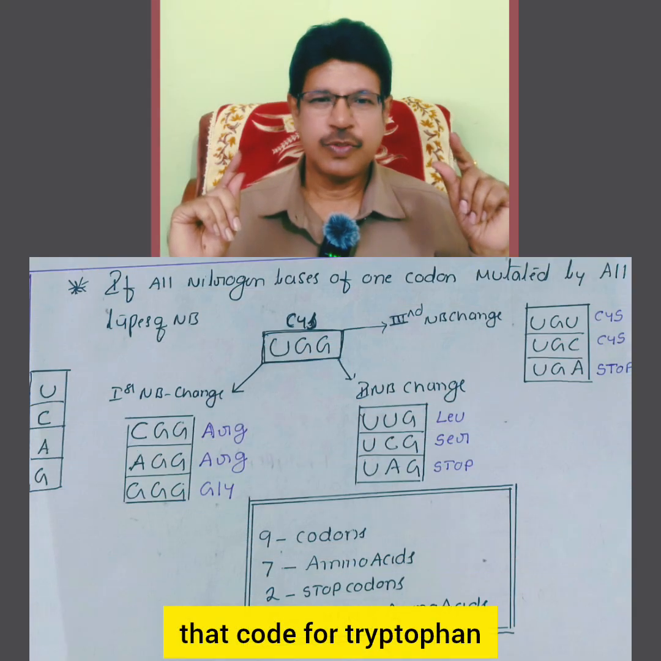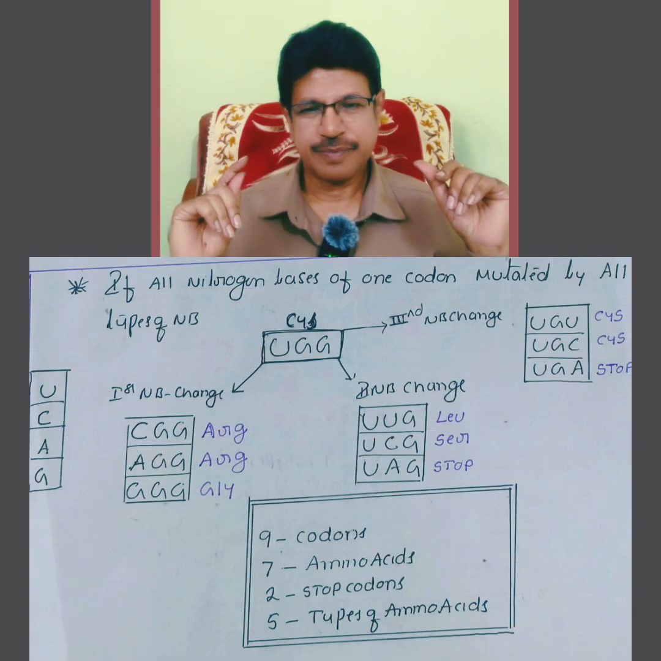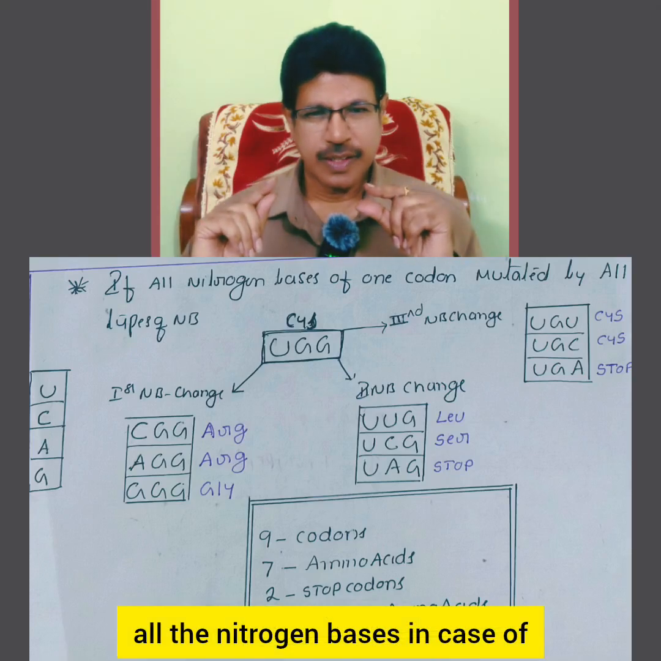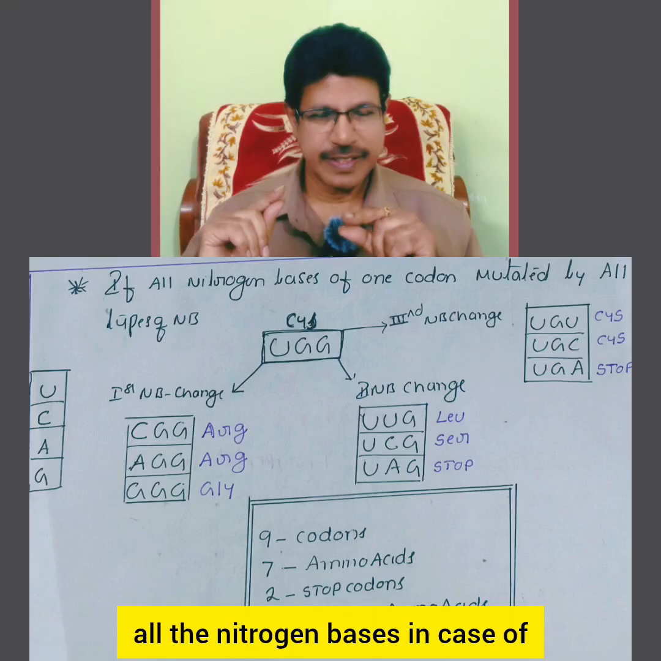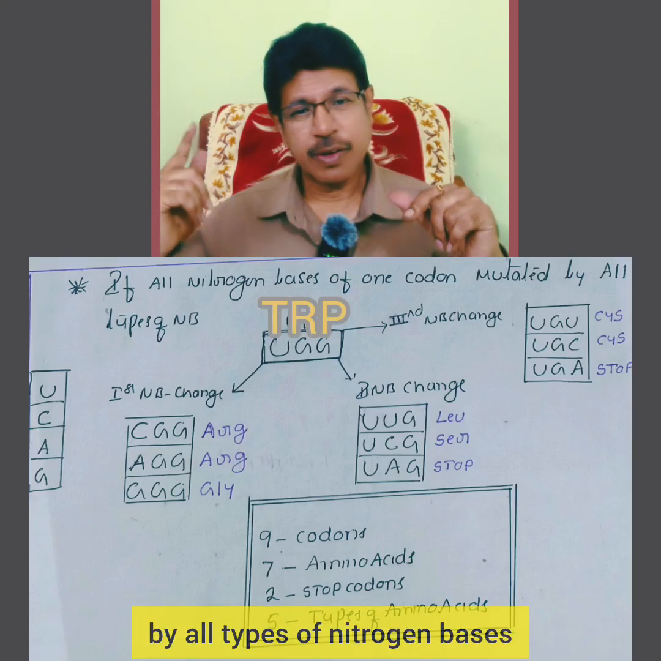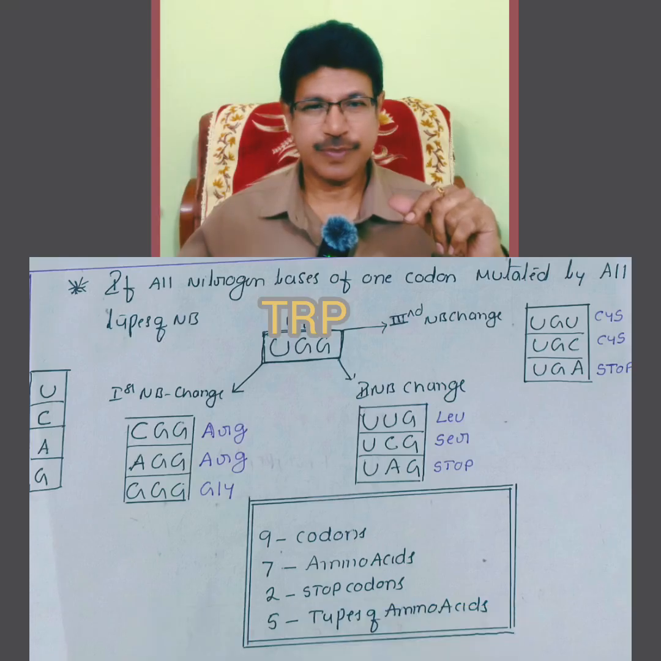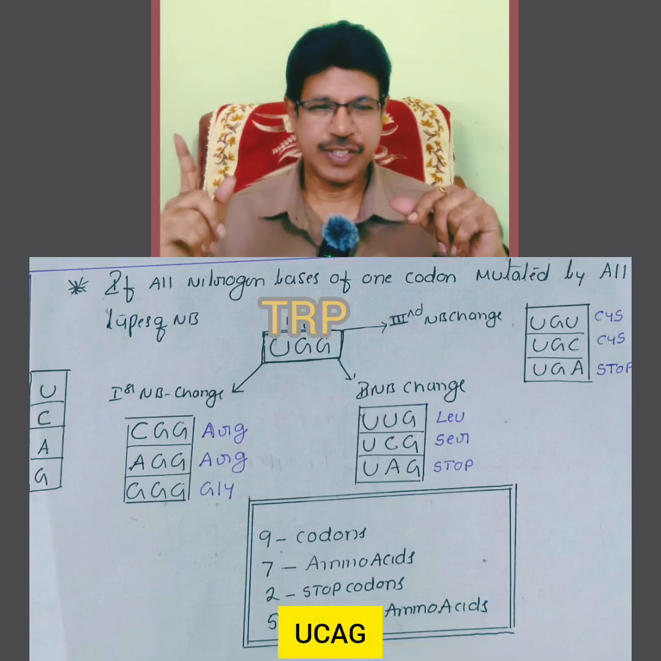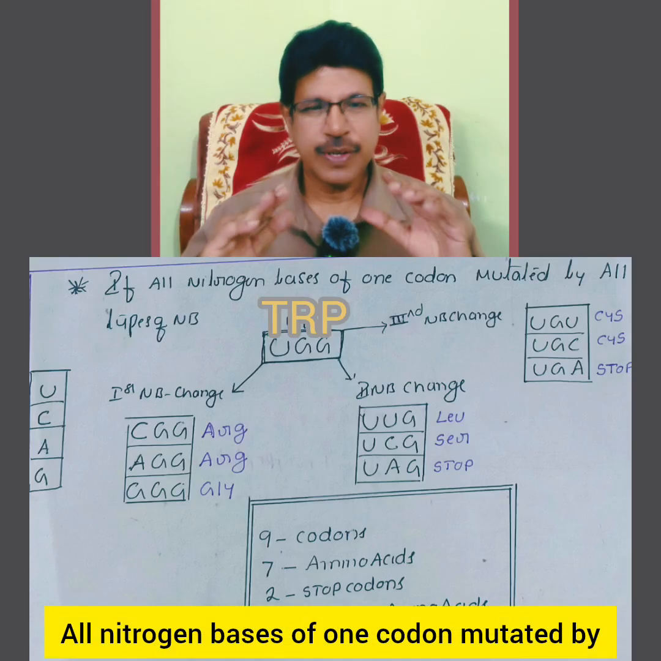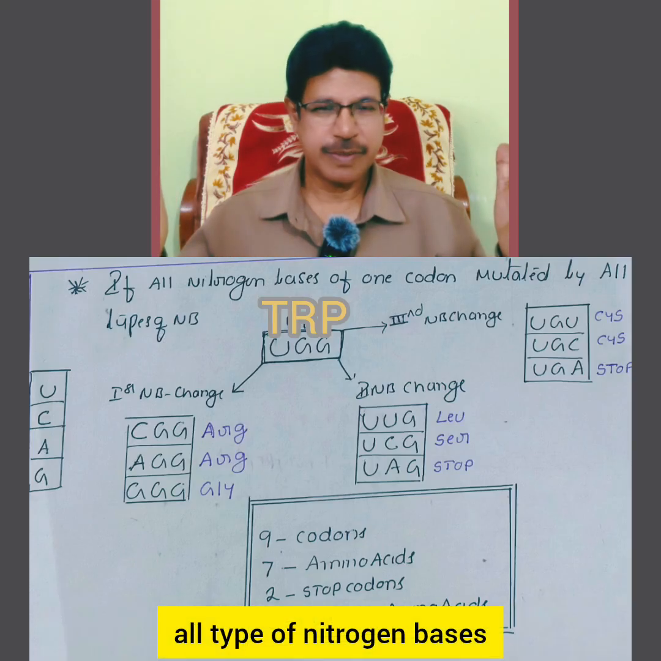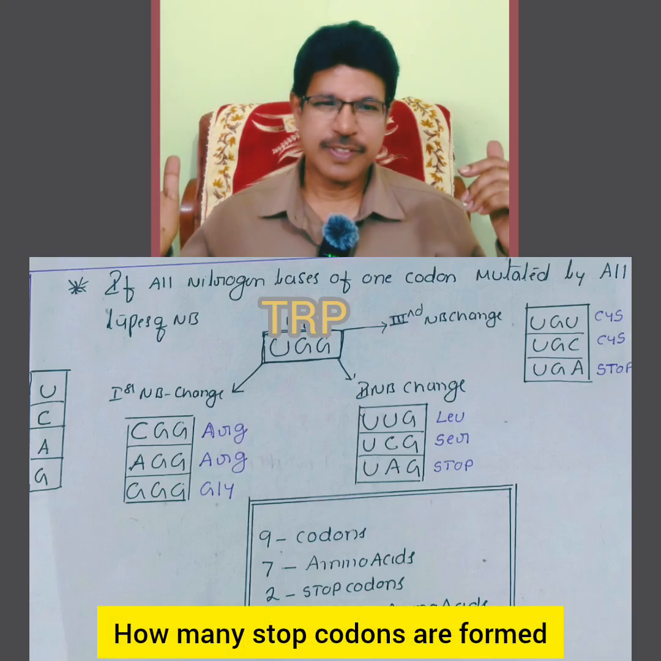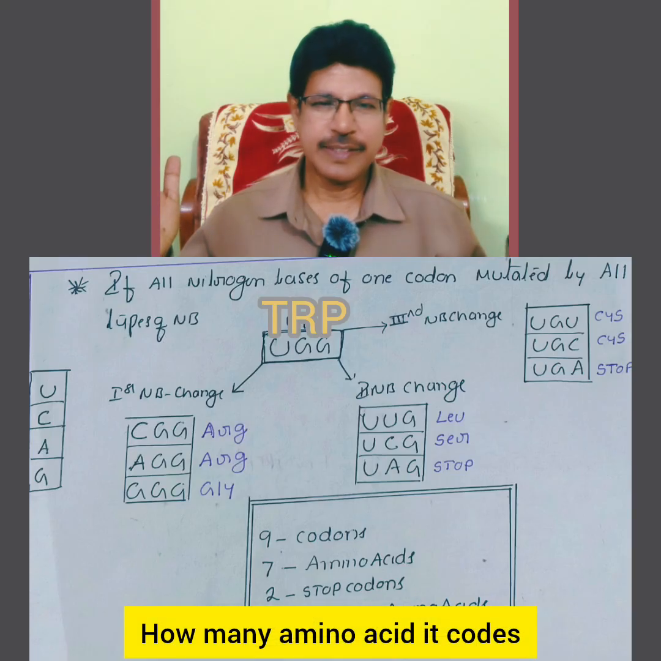UGG codes for tryptophan. In UGG, all the nitrogen bases of that particular triplet codon are mutated by all types of nitrogen bases: U, C, A, G. All nitrogen bases of one codon mutated by all types of nitrogen bases. How many codons are formed? How many stop codons are formed? How many amino acids does it code?